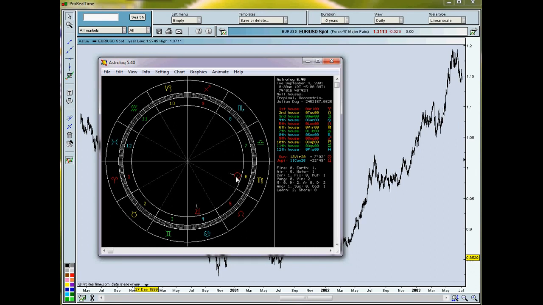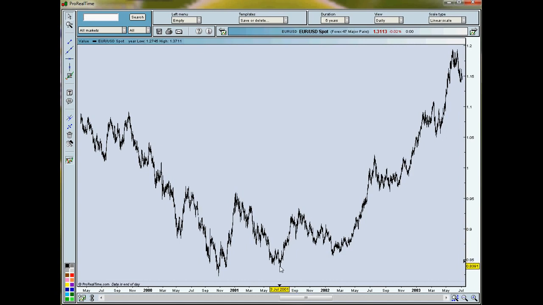And if we'll pay attention to the sun here, if we go back in time here to the sun, when the sun is in opposition to where the sun was at the creation of the euro, we see that that falls on July 2nd, 2001. And that is almost exactly precisely on this low right here. The low's on July 5th, 2 trading days after, or 3 trading days after the actual opposition of the sun to the natal sun.